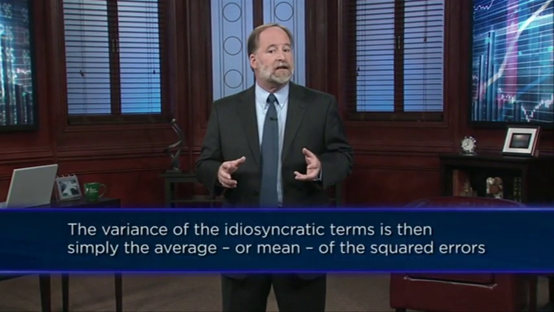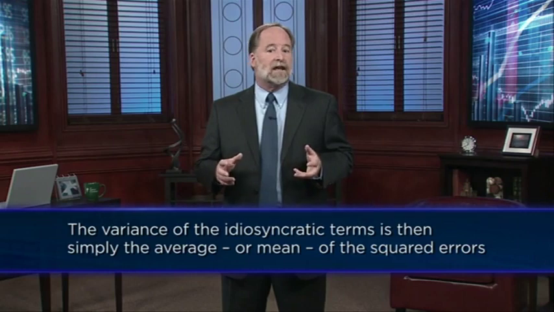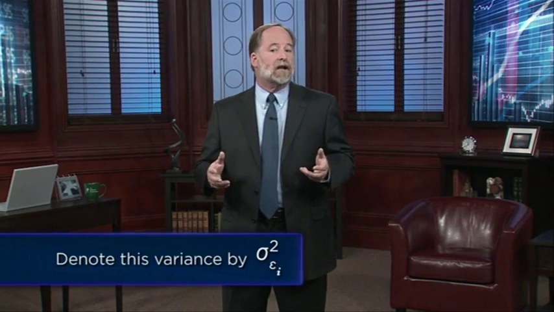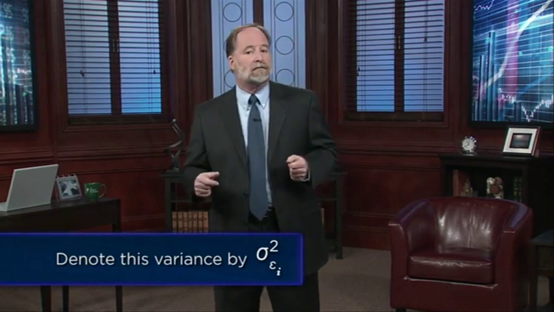The second source is from the idiosyncratic part. The idiosyncratic part is all of the variation that cannot be explained by the market movements. The variance of the idiosyncratic terms is then simply the average or the mean of the squared errors. Any regression output from any statistical package, say from a spreadsheet program, will have this labeled as MSE for mean squared error. Let's simply denote this variance by sigma epsilon sub i squared.